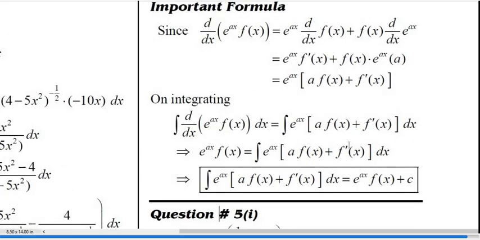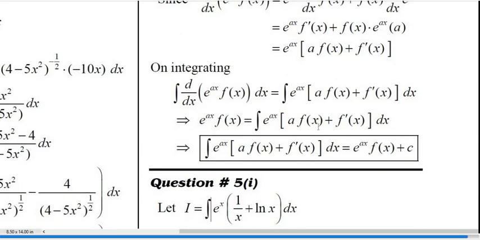Important formulas. Here we use just this formula: the integration of e power ax into a f of x plus f prime of x dx can be written as e power ax f of x plus constant of integration.